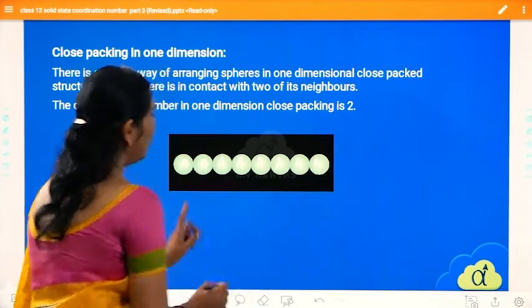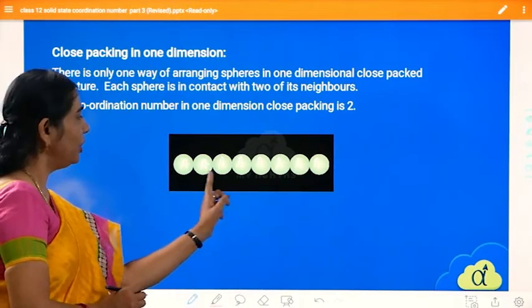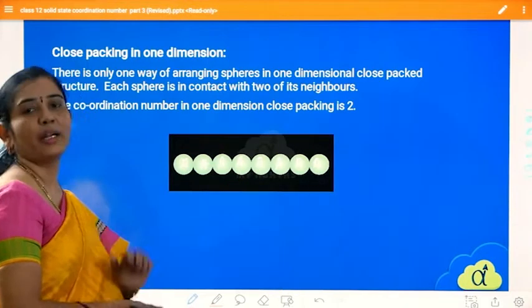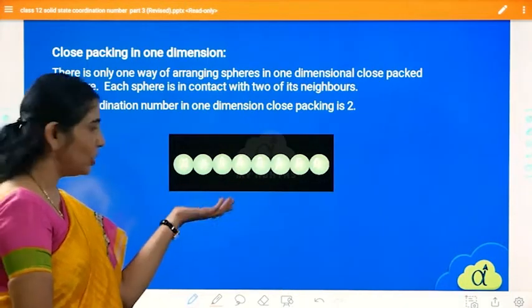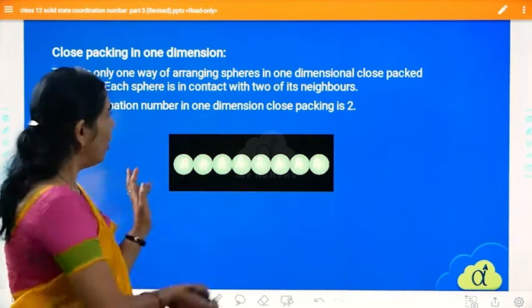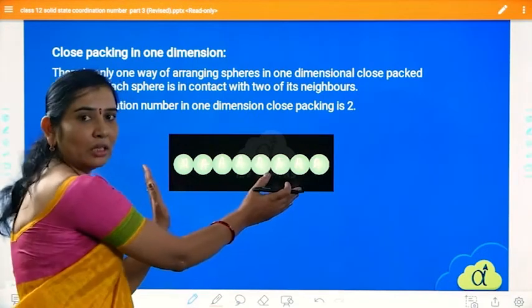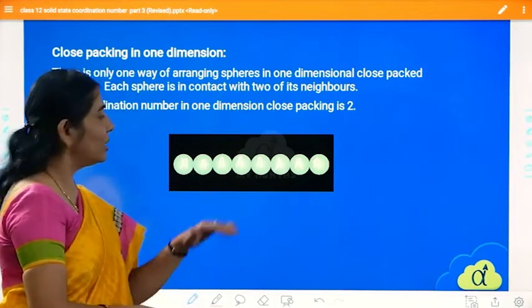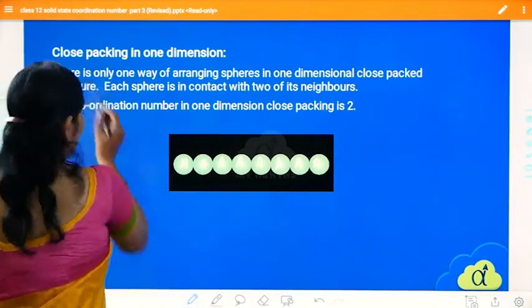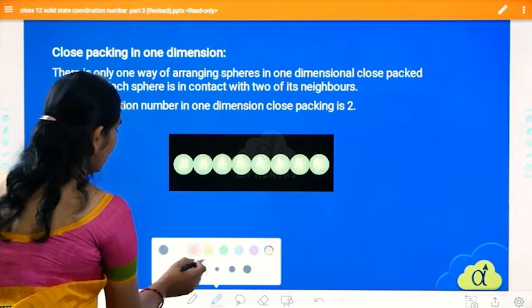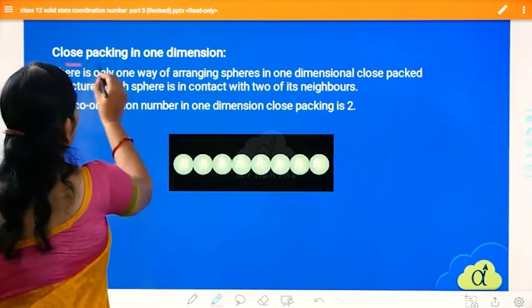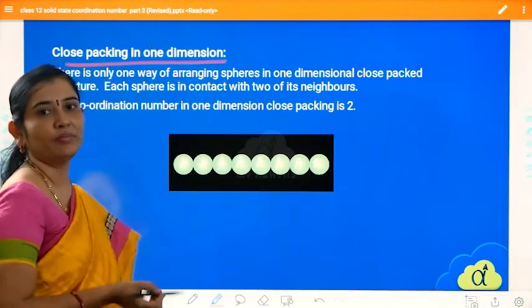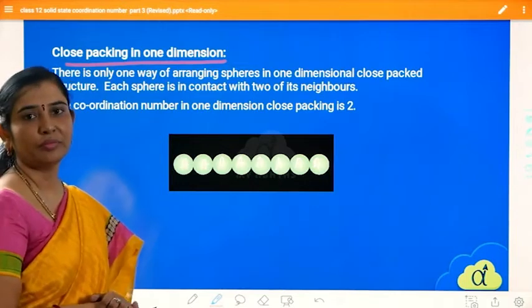Now, all the atoms are arranged only in one direction, or in general, we can say all the constituent particles are closely packed along one direction. Such type of arrangement, we call it close packing arrangement in one direction or one dimension.